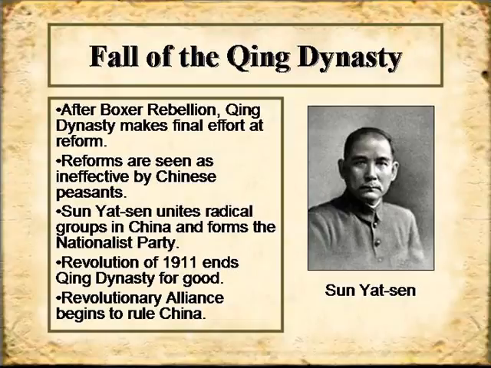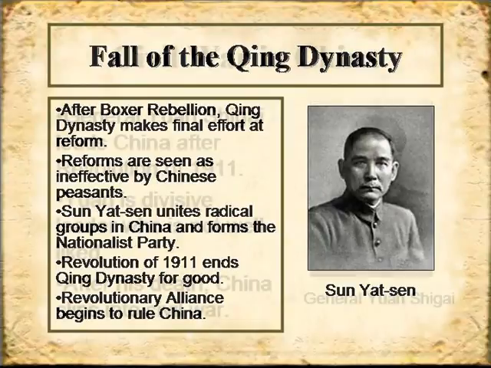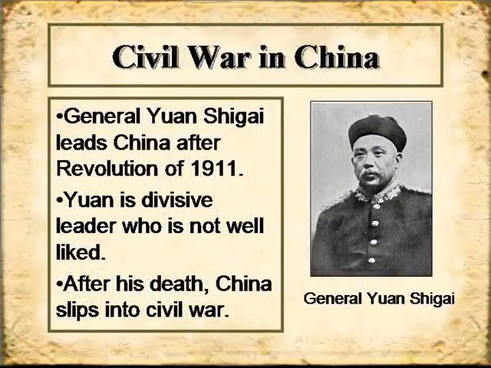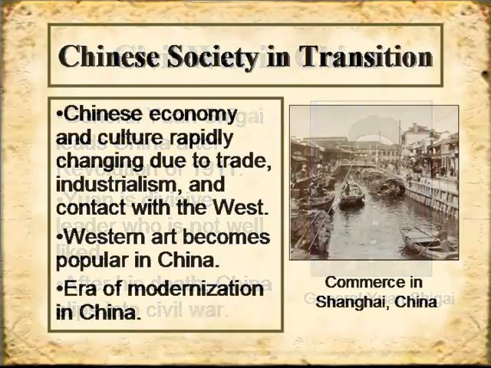The Revolutionary Alliance begins its rule in China with Sun Yat-sen as one of its main leaders. But then we see a civil war. Another individual, somebody associated initially with the old government, General Yuan Shikai is his name, leads a revolution after 1911. And he is not well liked, and this leads to a number of different individuals being upset with his rule, and China eventually slips into civil war.